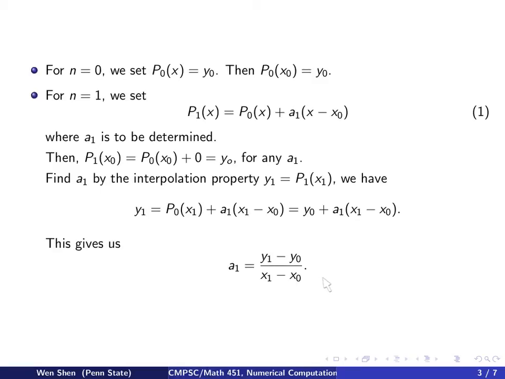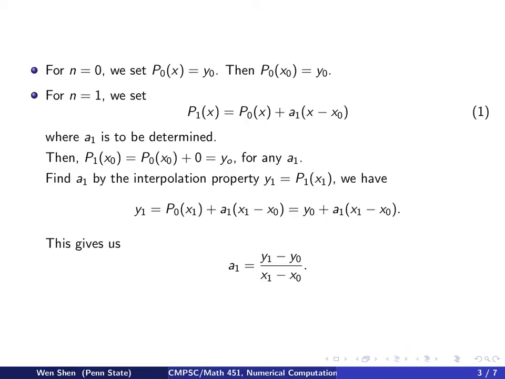With some algebraic manipulation, moving y0 to the other side, you get y1 minus y0, and moving this factor to the other side, it comes down to the denominator. So this is the expression for a1. One could then plug a1 back into the original equation number 1 here. If you put in a1 with the expression we obtained below, then we can write out the polynomial p1.